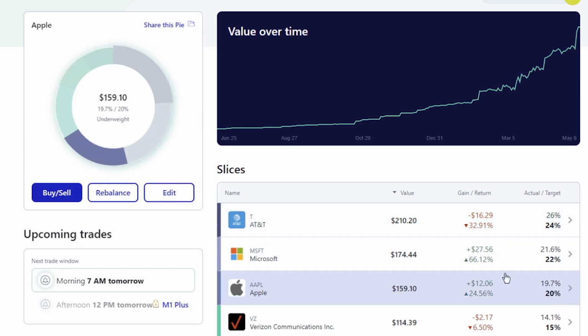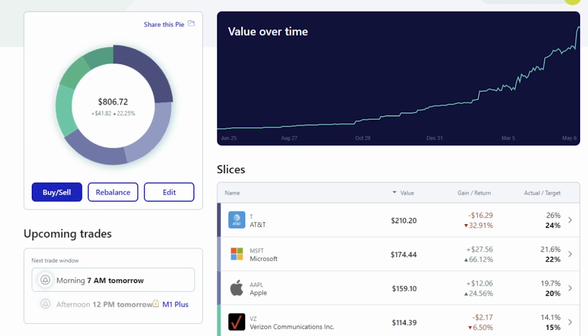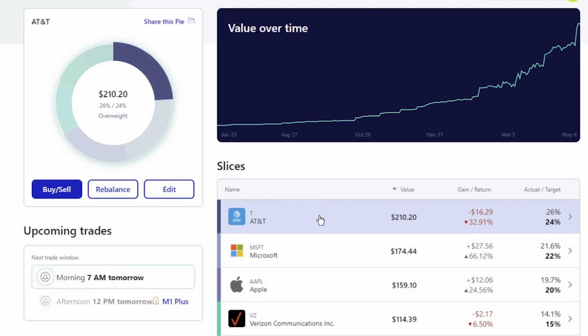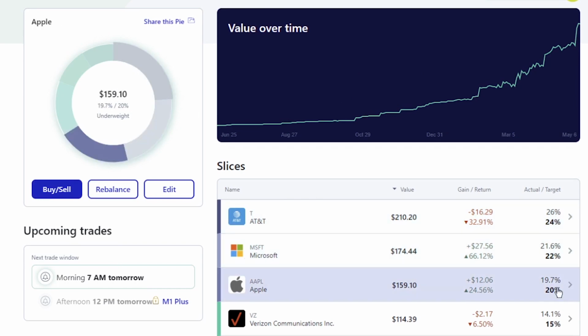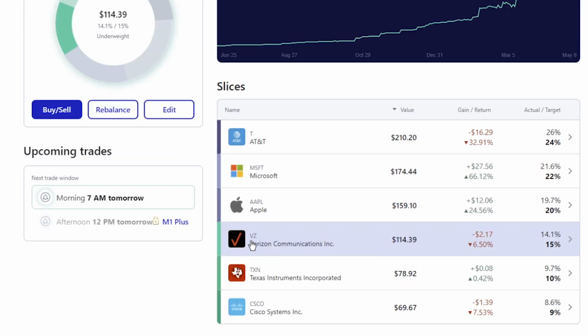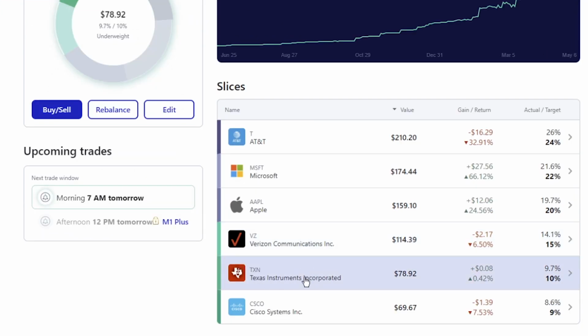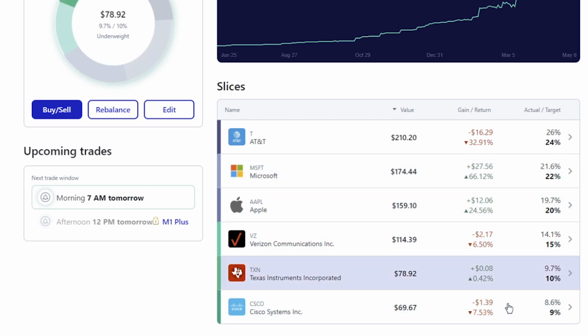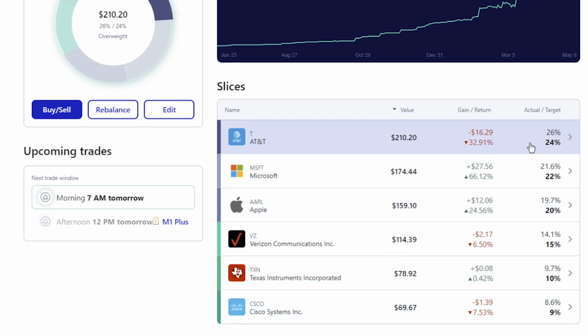So when that money comes into this pie, my tech pie, the chances of it going into AT&T are going to be fairly low, but there's more likelihood it's going to go into Microsoft. It looks like a little bit of Apple and some Verizon, as well as Texas Instruments and Cisco over here. So all of these stocks are definitely undervalued, where AT&T is the only one overvalued.